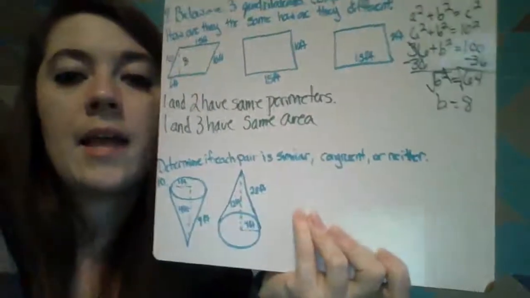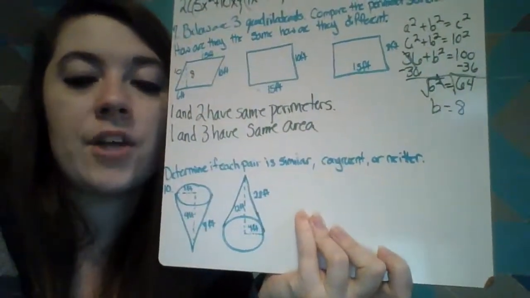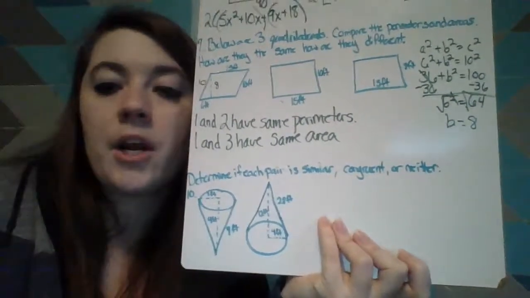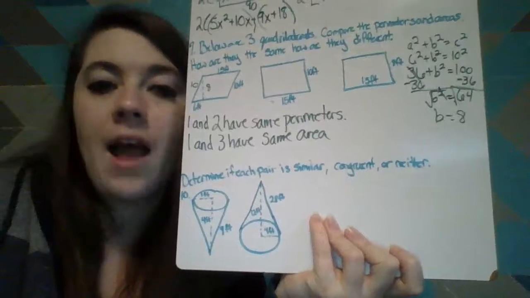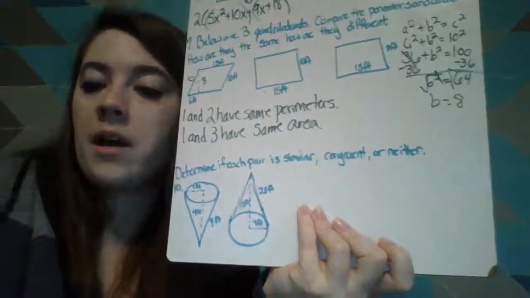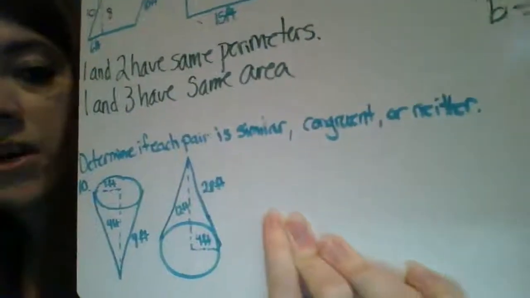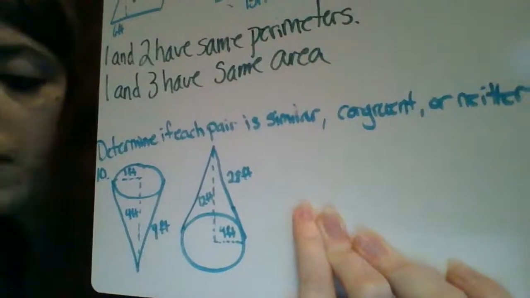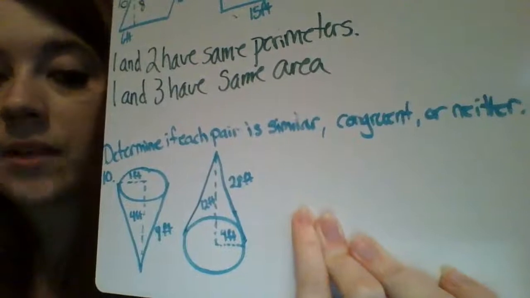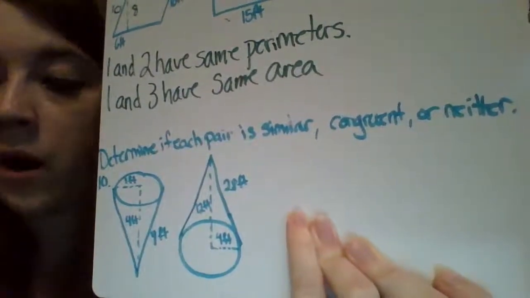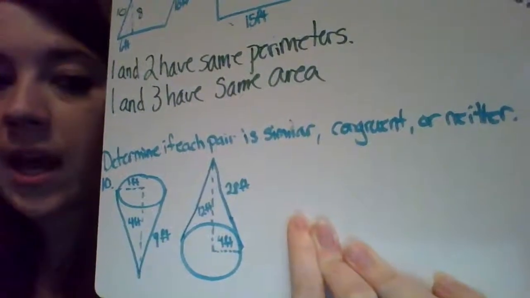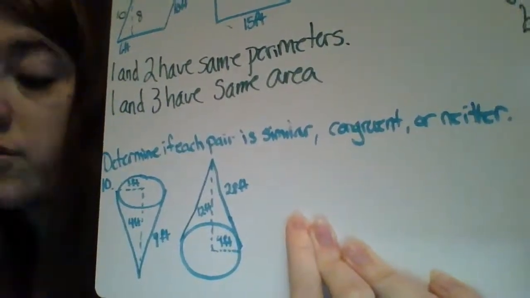All right, and the last one I'm doing with you, number 10. So you're given 2 different figures and you want to determine if each pair is similar, congruent, or neither, and then justify how you know that. So looking at this first one, we have that first cone has a radius of 1 foot, a perpendicular height of 4, and a slant height of 7. The second cone has a radius of 4, a perpendicular height of 12, and a slant height of 28.